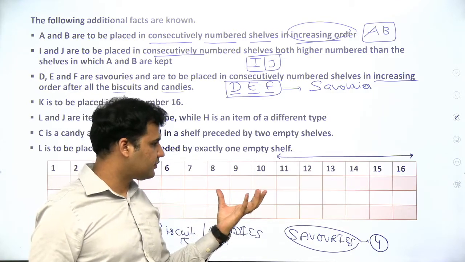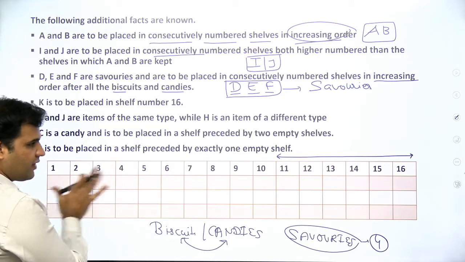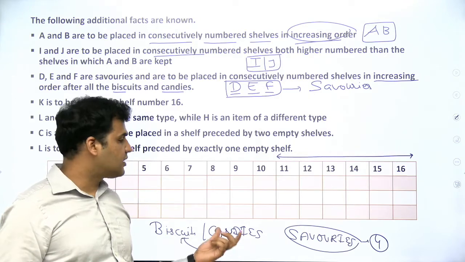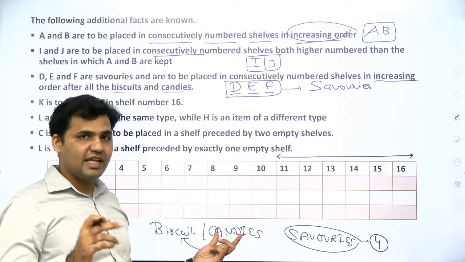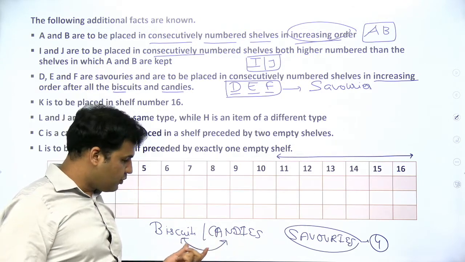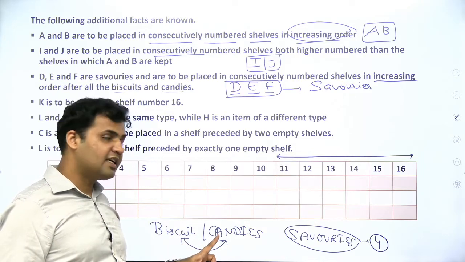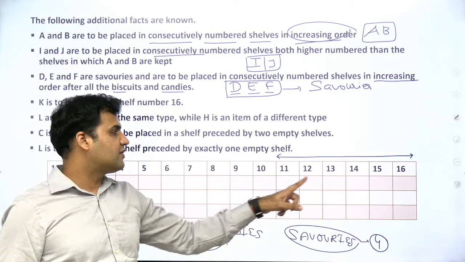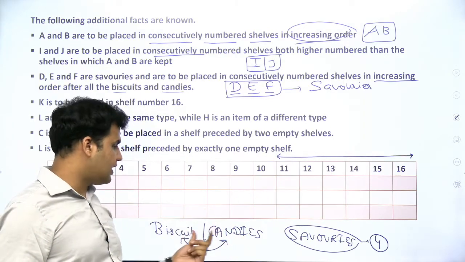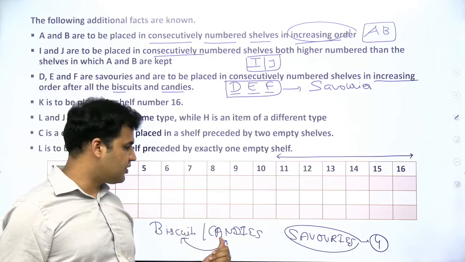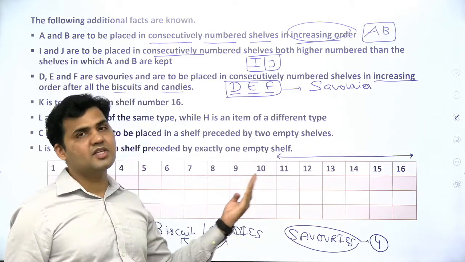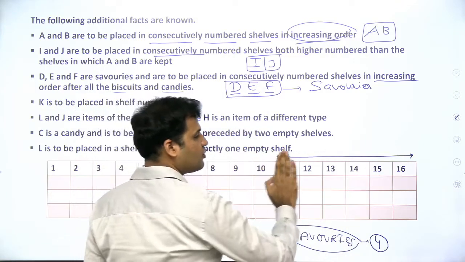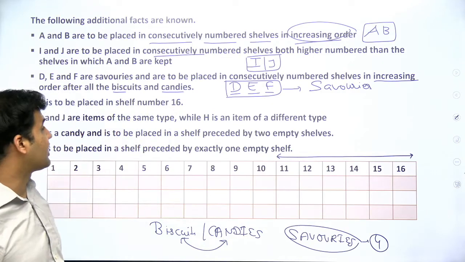Savories cannot come before 11. The reason is that if biscuits are coming first, that means 5 shelves will be occupied by the biscuits, and then candies will be coming, 3 shelves will be occupied by the candies. That means 8 shelves are occupied, and you are supposed to place 1 empty shelf between biscuit and candies and 1 empty shelf between candies and savory. That means out of 16 shelves, 10 are already occupied. So savories have to be after 11. Savories are supposed to be placed after the shelf number 11, guys.